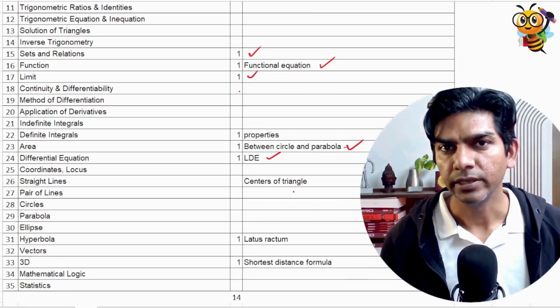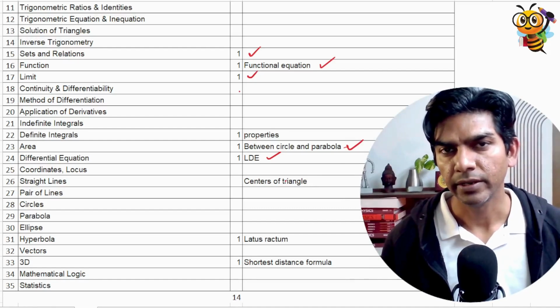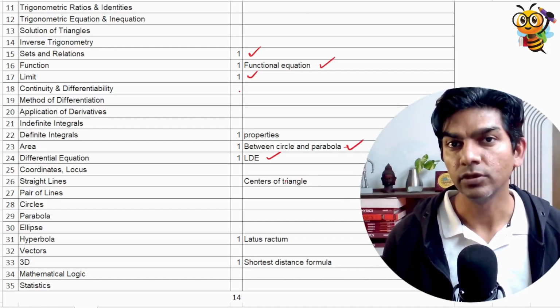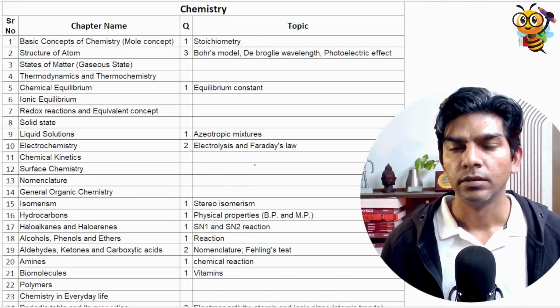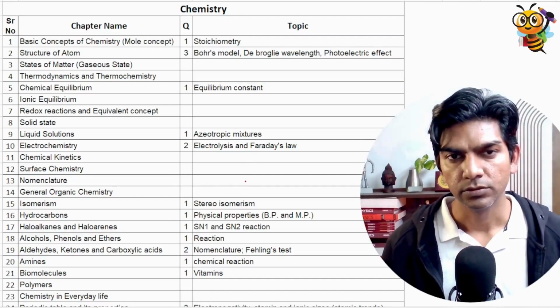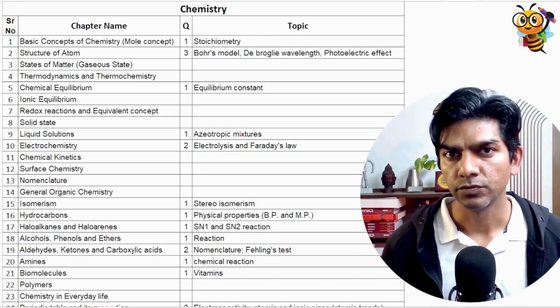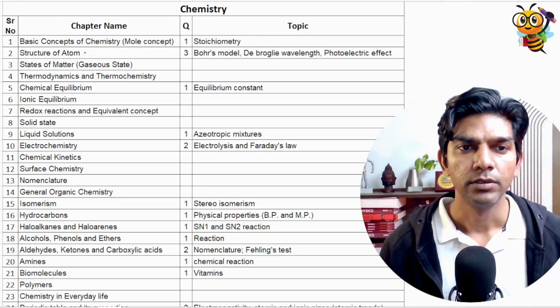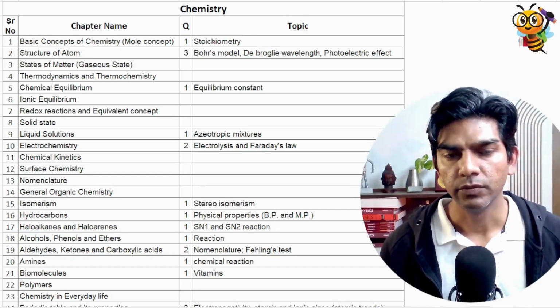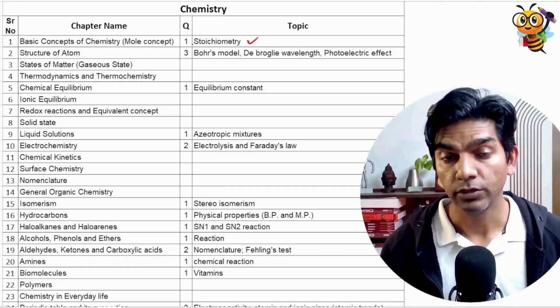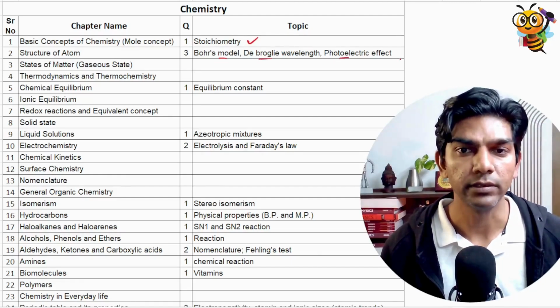Overall the difficulty is moderate, and usually it is not that lengthy as it was in 2024. Now this is the analysis of chemistry. So this is the data of 25 questions which were asked in the paper. So from mole concept there was a question from stoichiometry, and from structure of atom there were three questions, one from Bohr's model, and then de Broglie's wavelength, and photoelectric effect.